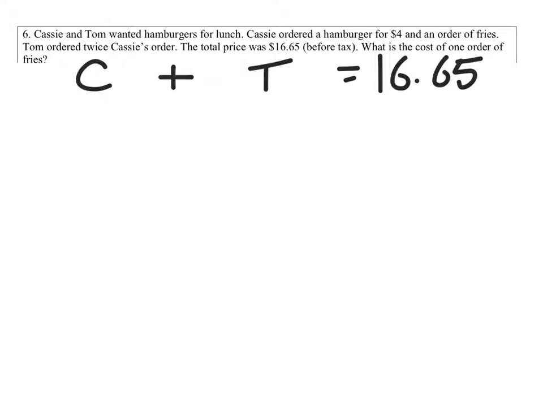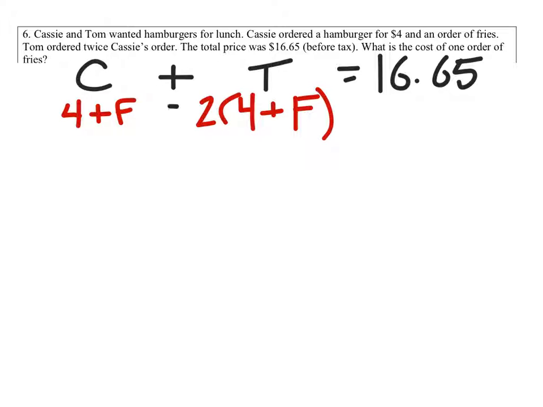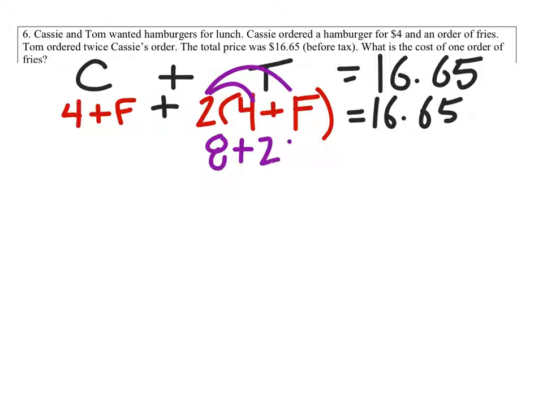Tom ordered twice Cassie's, and she got a hamburger for $4 plus the fries. So Tom will get 2 of these $4 hamburgers and the fries. That's better. And again, when we add these, we should get $16.65. So distribution of the 2 gives us an 8 plus 2 fries, and we still have the $4 hamburger and the fries. We'll add these and it equals $16.65.